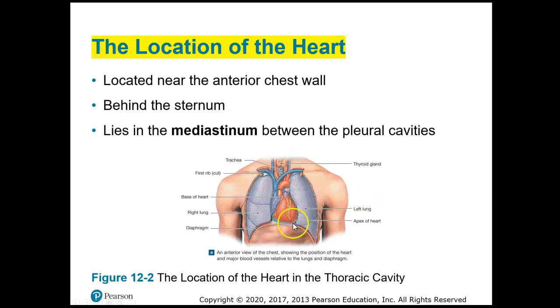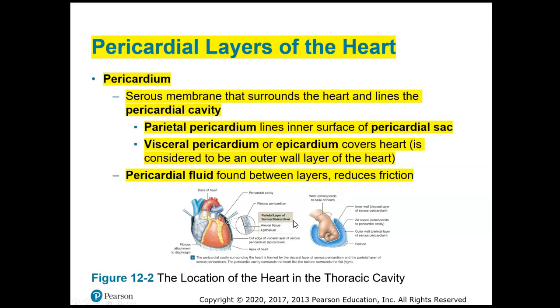You can see the apex of the heart here. It's kind of like the tip of the cone, and the base of the heart is the superior end. The apex is the inferior end, and it's going to be more toward the left side of the body. It's turned that way. As far as the serous membrane that surrounds the heart and protects it, it's called the pericardium. Remember, there were 3 serous membranes that we learned: pericardium, the pleura, and the peritoneum. The one that surrounds the heart is called the pericardium.